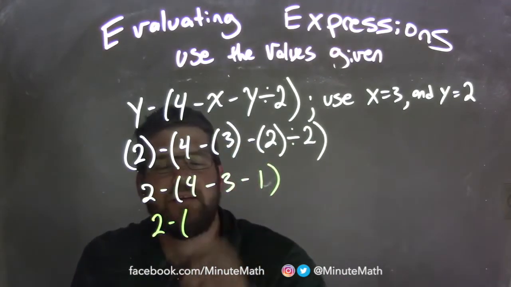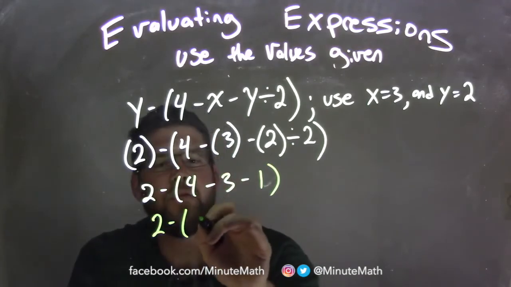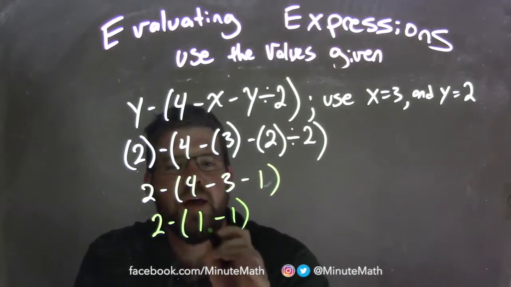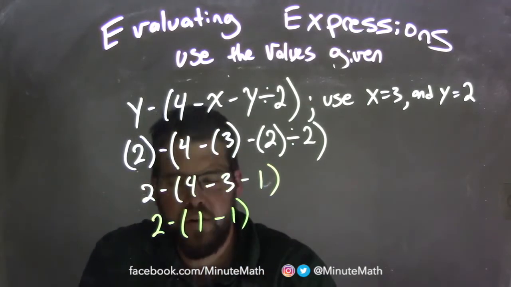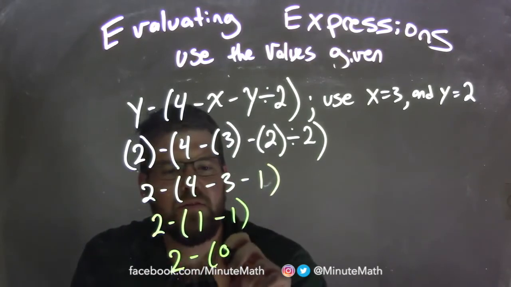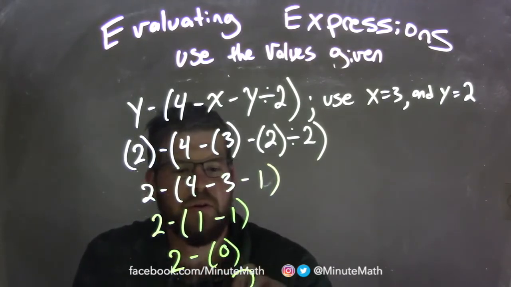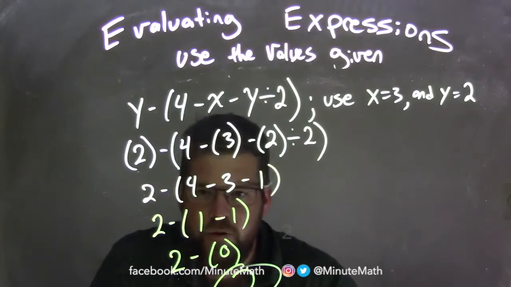2 is on the outside because it's outside the parentheses. 4 minus 3 is 1, minus 1. And 1 minus 1 here is 0. So we have 2 minus 0. And 2 minus 0 is good old 2. And that's our final answer.